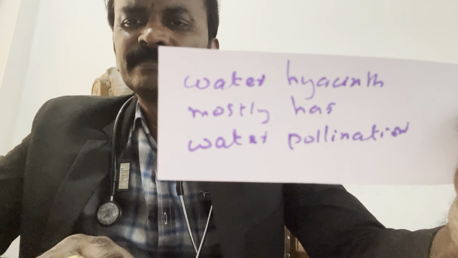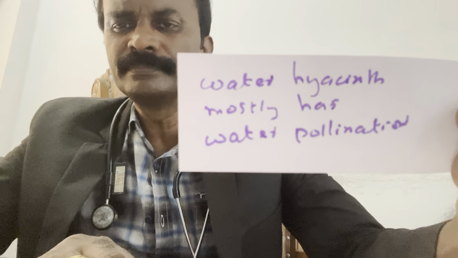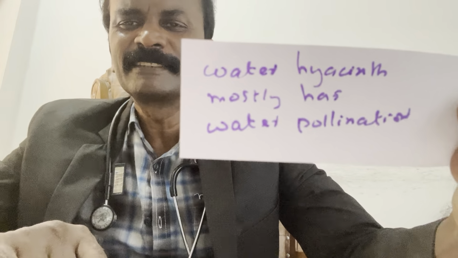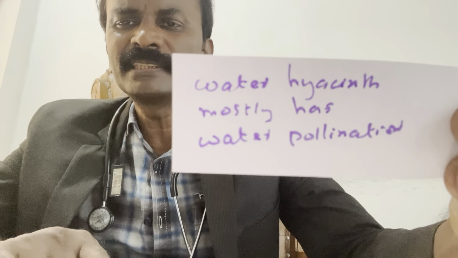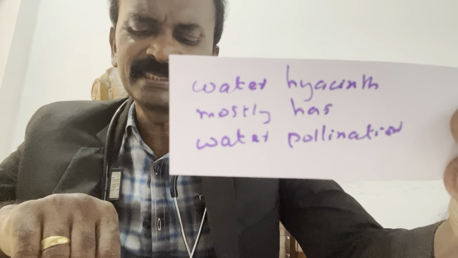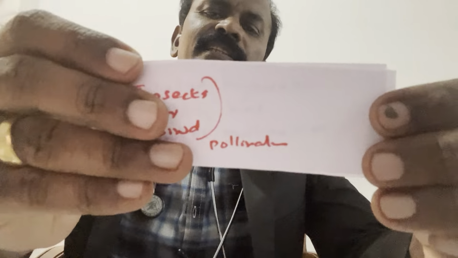Water hyacinth. In water hyacinth, water pollination is more common. True or false? This is the actual clean NEET purport question. It is a wrong statement because in water hyacinth, the most important types of pollination are by insects and wind. This is NEET purport. We will get confused.